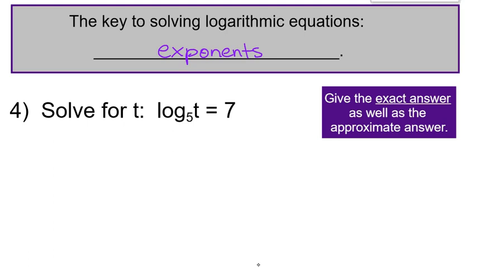Again, we're giving the exact answer as well as the approximate answer. And problem number 4 is solve for t, log base 5 of t equals 7. Okay, so what I want to do is something that will undo a logarithm, and exponents will undo a logarithm. And the process I'm going to use is called exponentiating.